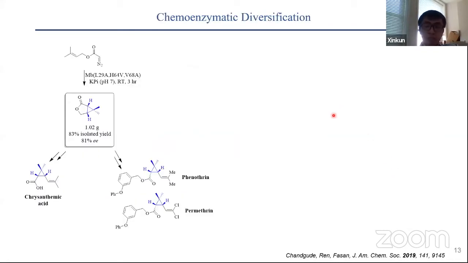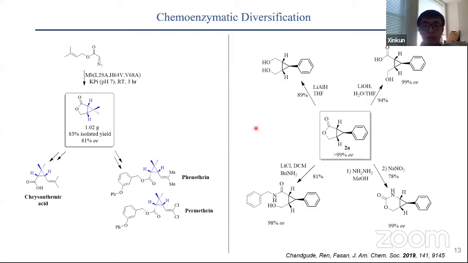To further demonstrate the synthetic utility of the present strategy, we then performed a gram-scale synthesis with this dimethyl-substituted allyl diazoacetate. This reaction enabled the selective synthesis of this dimethyl cyclopropane product in 81% EE and 83% isolated yield, which is a key intermediate that can be further elaborated for the synthesis of pyrethroid natural products.